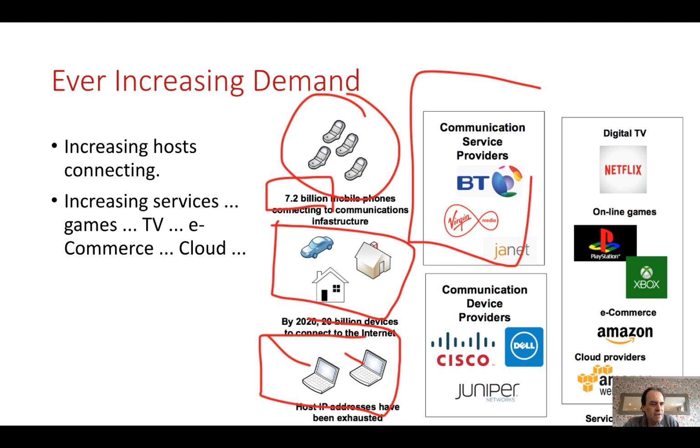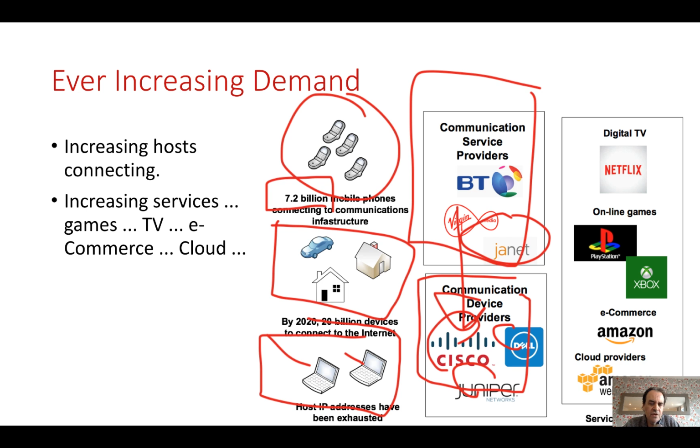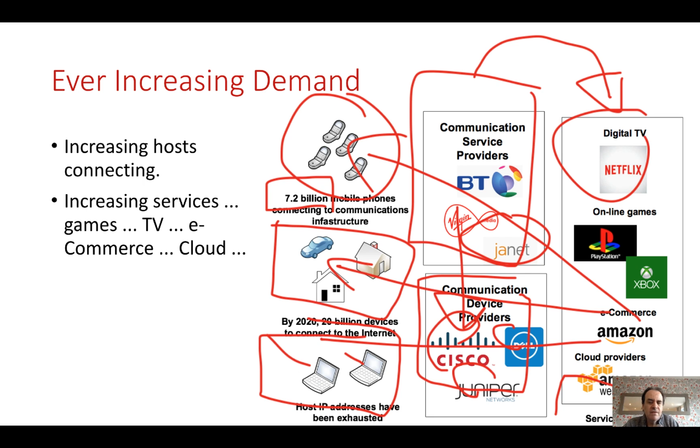So in between, we typically have a communication service provider, such as BT, Virgin Media and so on, or it might come from a fixed public network such as the academic network in the UK, Janet. And then we'll also have our device providers. Cisco, Dell, Juniper Networks are providing the network infrastructure devices to be able to create the infrastructure. And then increasingly we have more and more services that are delivered digitally to our homes and to our devices. Digital TV, online games, e-commerce, and we have all our cloud providers, Amazon, Azure, Google, Facebook, and so on.